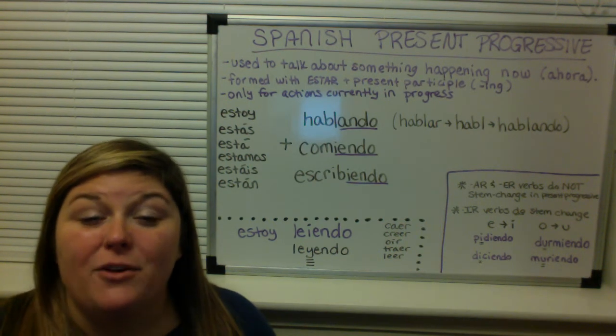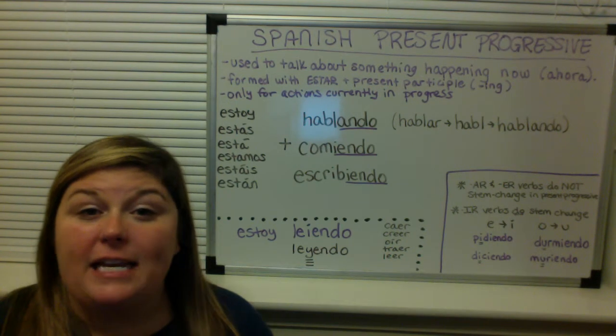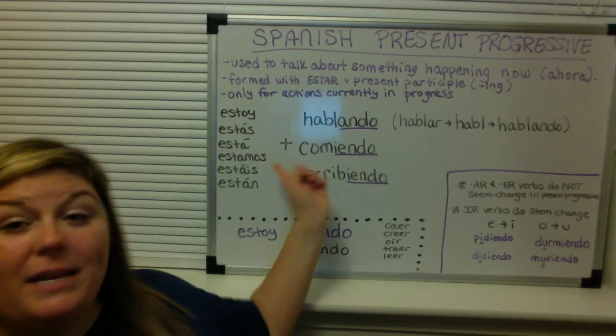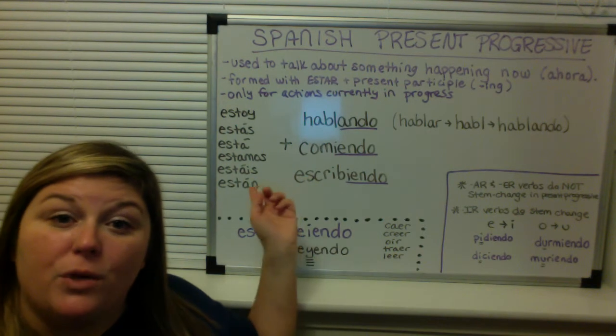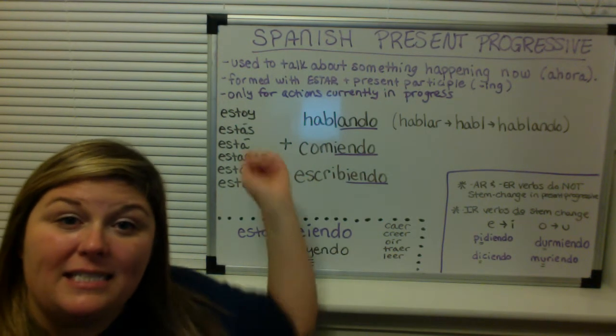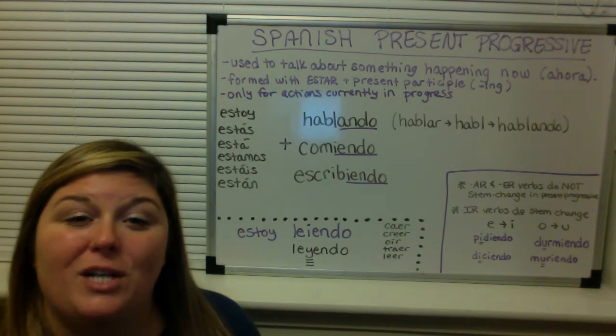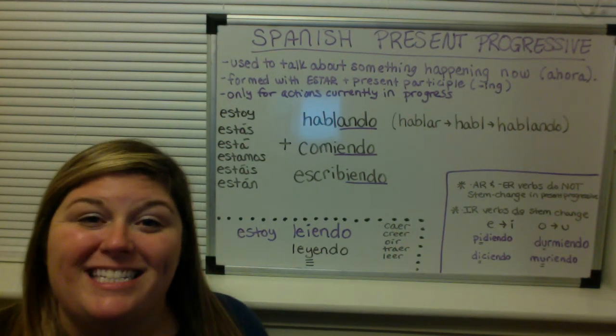And one other thing to note is that nothing can come in between these two formations. So you can never put any words in between the estar conjugation and the present participle. So watch out for that whenever you are forming your sentences.